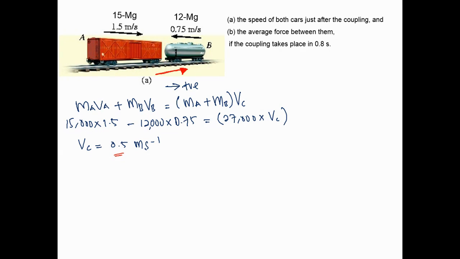The next question is asking you to get the average force between them if the coupling take place only at 0.8 second. Maksudnya pelanggaran tu berlaku pada tempoh 0.8 second je. Dia suruh cari dia punya force yang terhasil semasa pelanggaran tu, cari average force yang terhasil. So apa perlu buat adalah kita kena buat satu free body diagram, either in the component of truck A saja, ataupun free body diagram dekat tanker saja untuk selesaikan masalah ni.